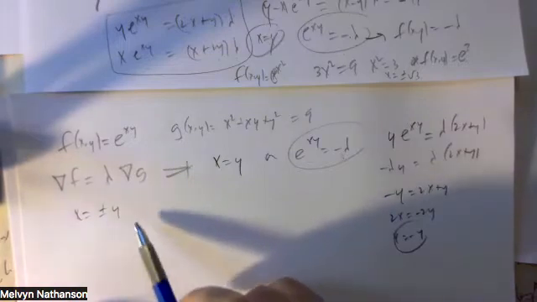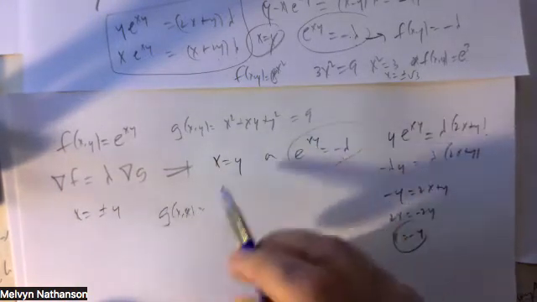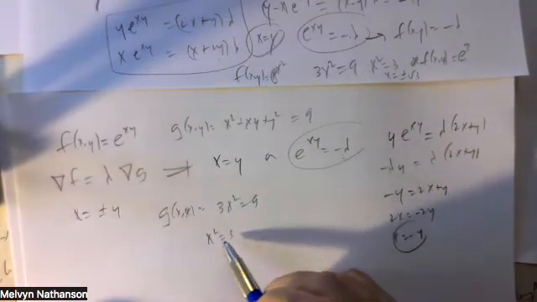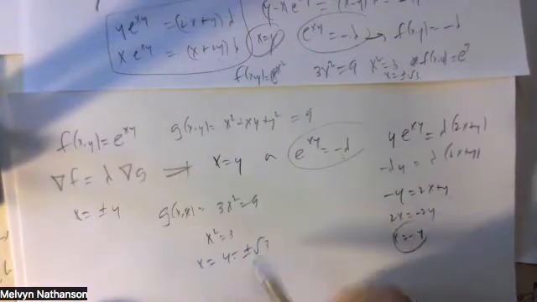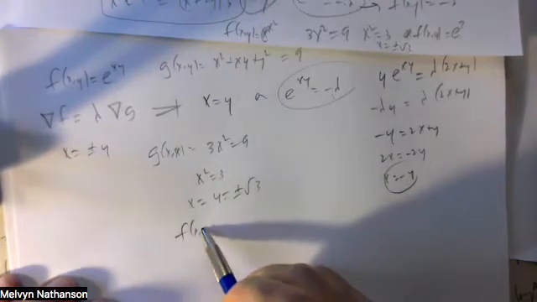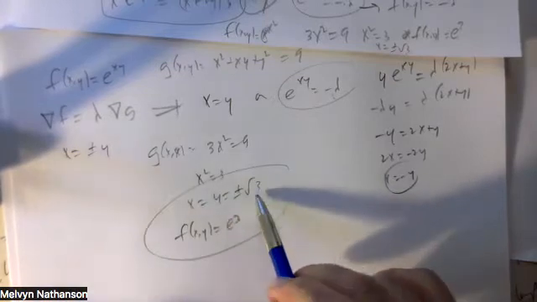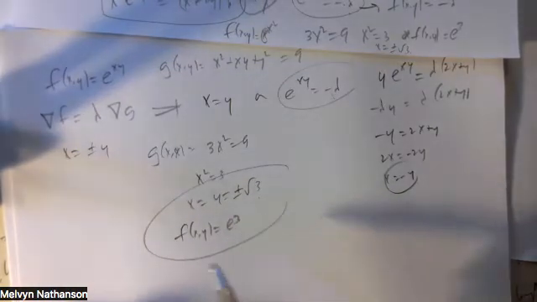When x equals plus y, g of x, y is 3x squared equals 9. So x squared equals 3. So x equals y equals plus or minus root 3. And in that case, the value of the function f of x, y is equal to e cubed. So when x and y are equal to each other, plus or minus root 3, f of x, y is e cubed.